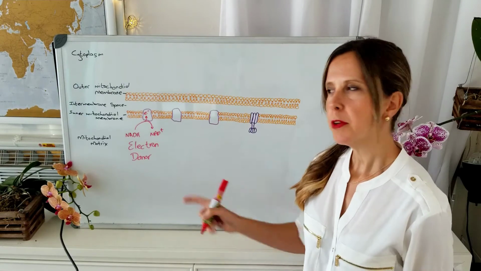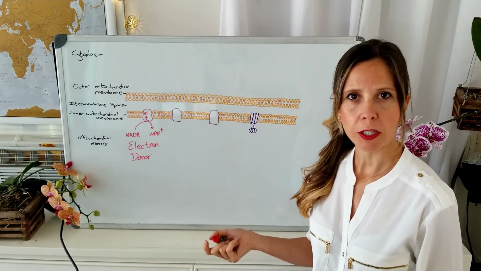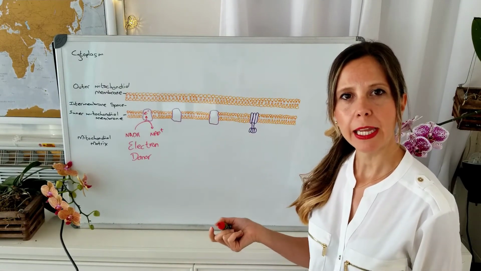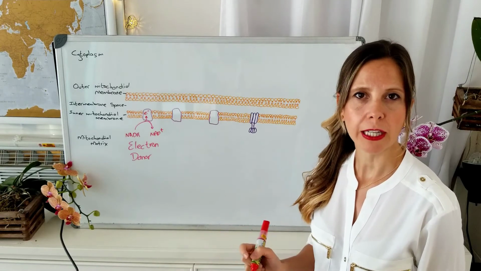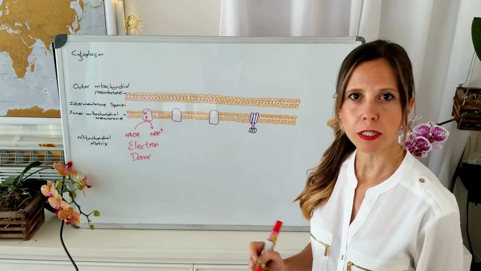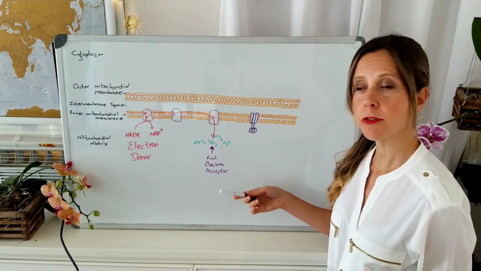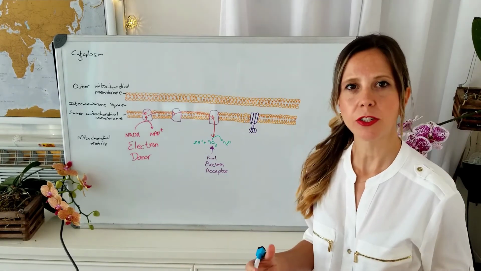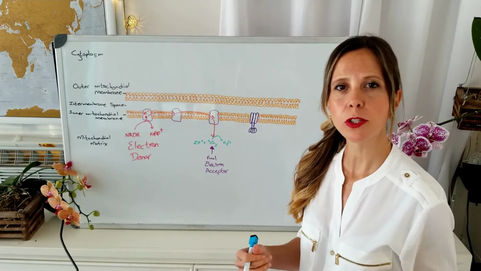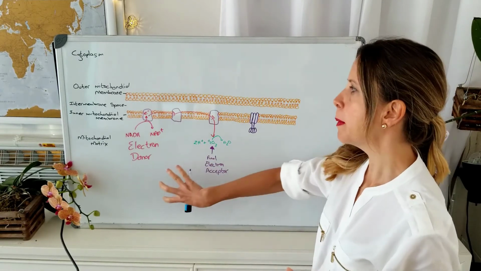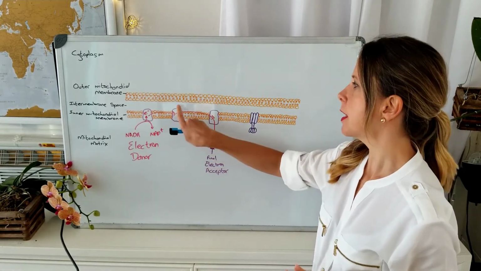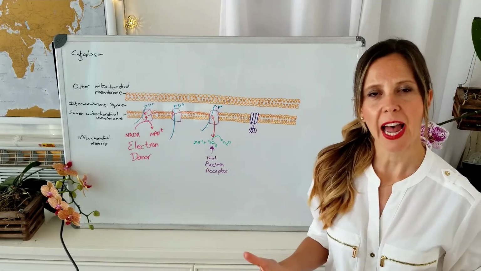Electrons are then going to be moved from protein to protein via redox reactions until ultimately they end up on oxygen, our final electron acceptor, and water is formed. So oxygen is our final electron acceptor and it is reduced to water. The energy released due to the flow of electrons is used to pump hydrogen ions from the mitochondrial matrix into the intermembrane space. This is active transport.